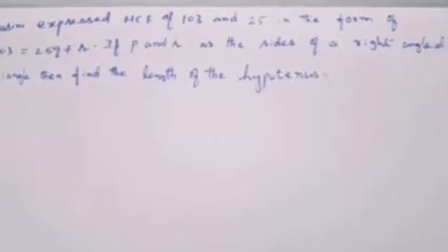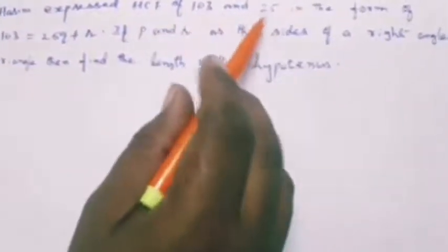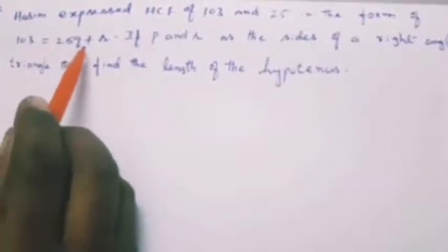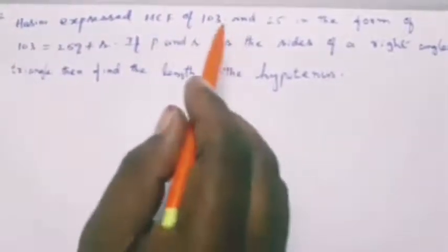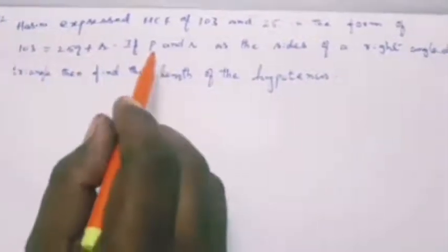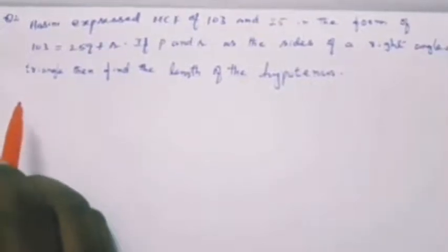Okay children, next question is, express HCF of 103 and 25 in the form of 103 equals 25q plus r. So the HCF of 103 and 25 is expressed in the form of 103 equals 25q plus r. If q and r are the sides of a right angle triangle, then find the length of the hypotenuse.